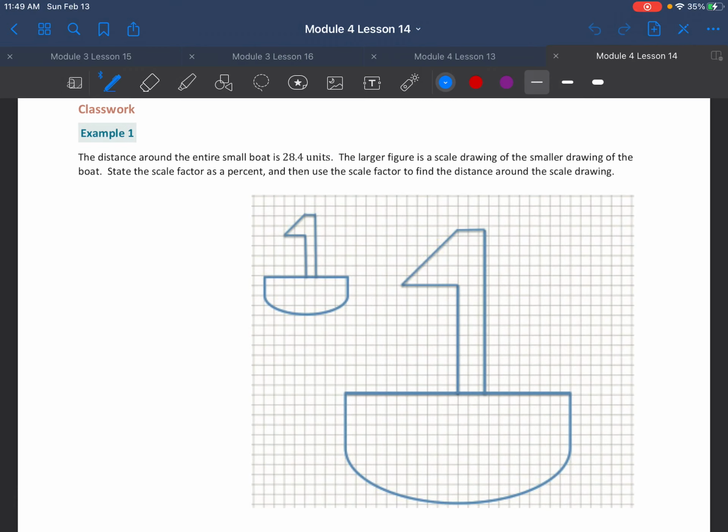Welcome back to Module 4, Lesson 14. Today we're going to look at computing the actual length from a scale drawing.